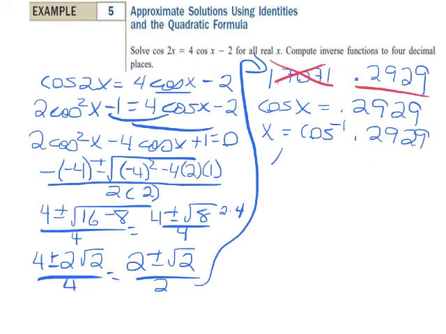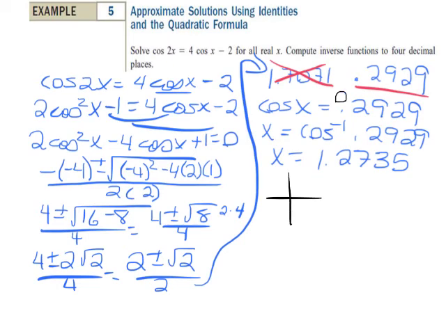And when you do that, you end up with x equals 1.2735. And we're looking where cosine is positive. So remember, we have to think about where cosine is positive. Cosine is positive here and here, so those are the angles we're going to think about.